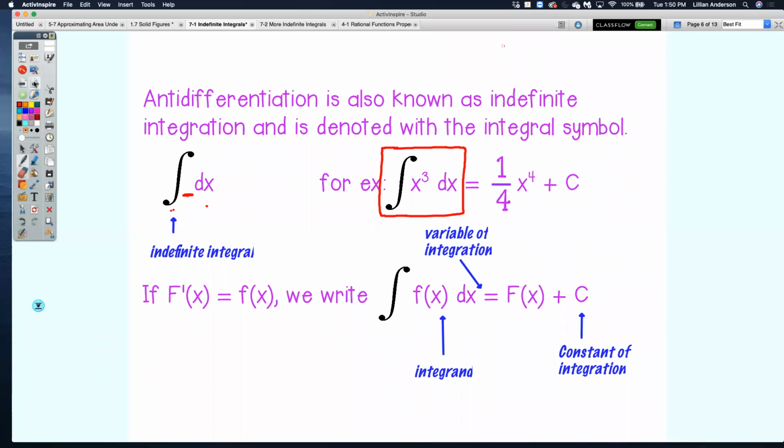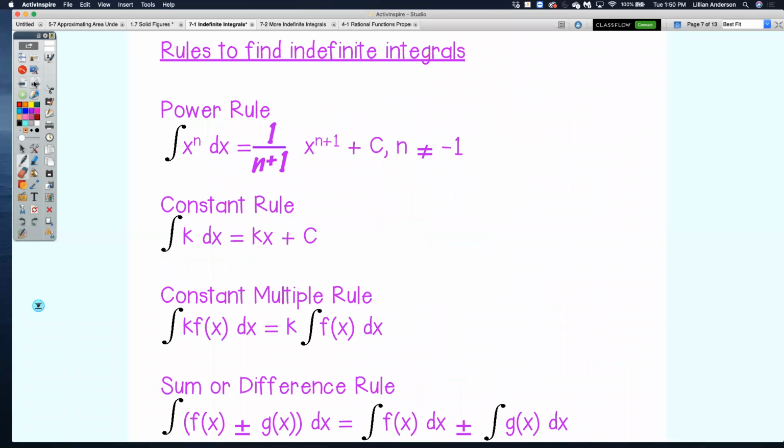So again, when you see that symbol, that means you're doing the antiderivative. There are a few rules that go along with the indefinite integral. All of these are very straightforward rules. Of course, you have your power rule, which is what we just did. You have the integral of x to the n dx.